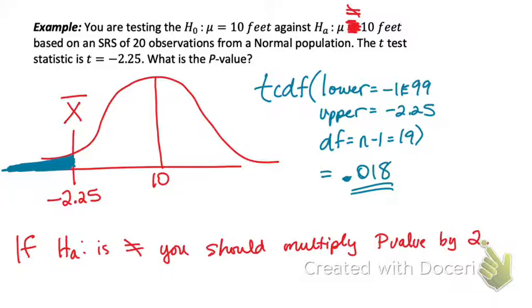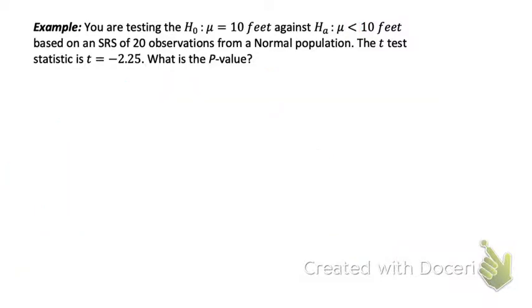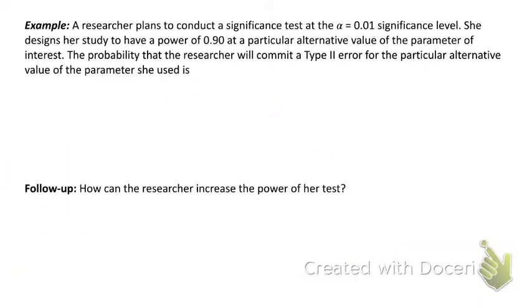All right, you guys. Almost done. Again, this is review. Let's see if you remember it. A researcher plans to conduct a significance test at the alpha equals 0.01 significance level. She designs her study to have a power of 0.9 at a particular alternative value of the parameter of interest. The probability that the researcher will commit a type 2 error for the particular alternative value of the parameter is what?